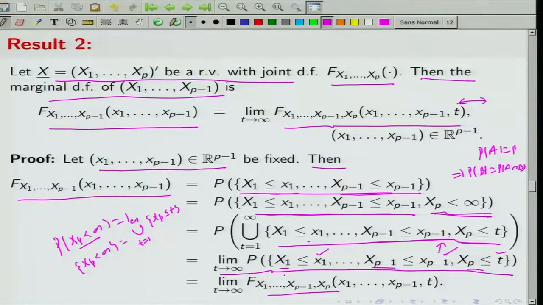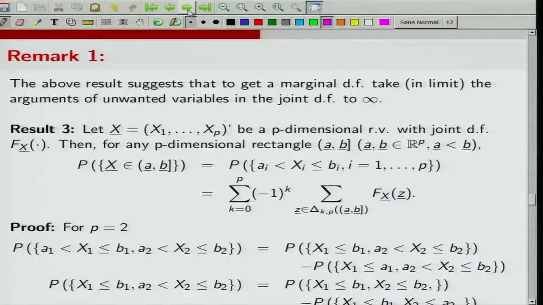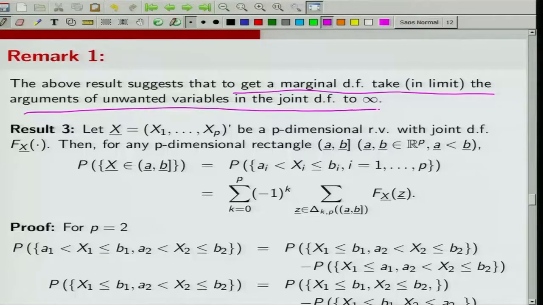So, very interesting result, very useful result. What it suggests is, to get a marginal distribution function, take in the limit the arguments of unwanted variables in the joint distribution function to infinity.